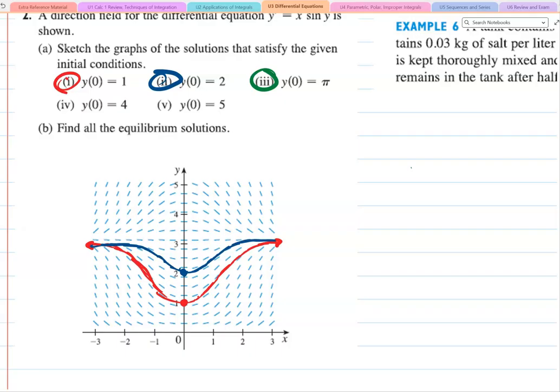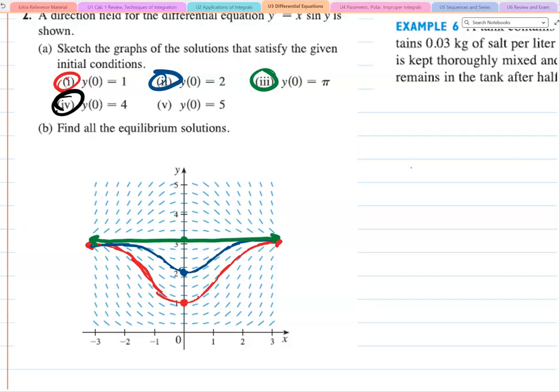Number 3, that gets kind of interesting. When x is 0, y is pi. So I think that's this spot right here. And wouldn't you know it, that's the equilibrium point. That's the steady state solution, if you will. If our initial condition was pi, well then the shape of the function remains constant. It's flat throughout. So that's kind of an interesting result.